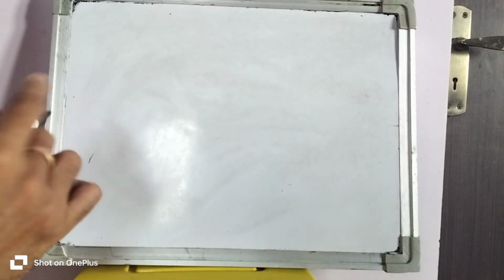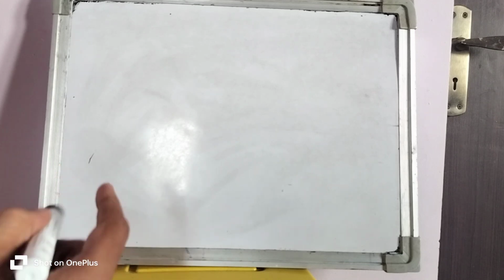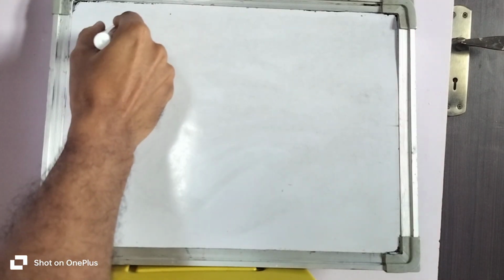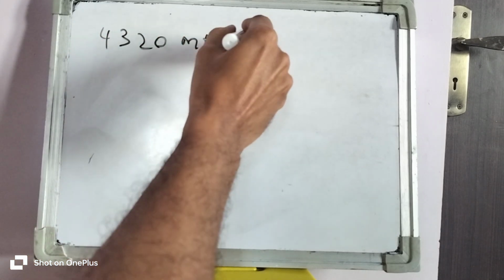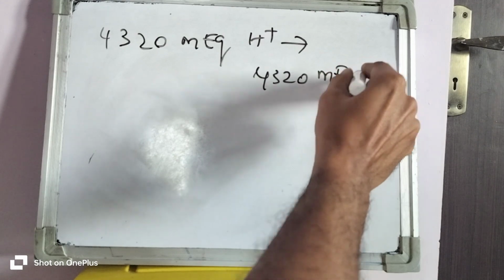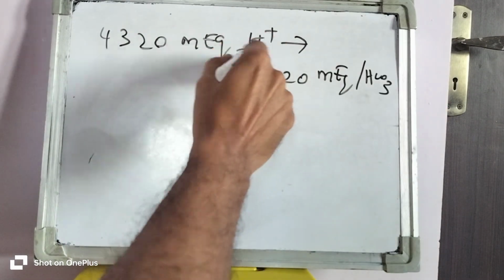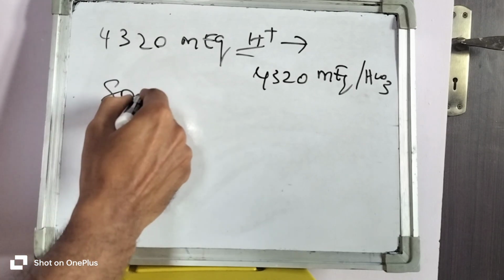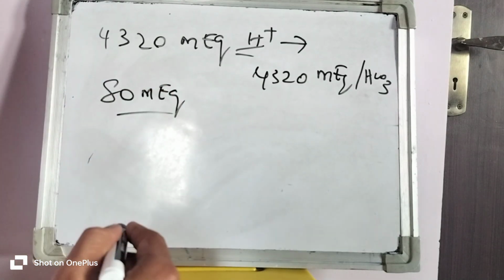Now, in the previous two slides, what we saw is H plus ion is secreted and bicarbonate is reabsorbed. Here, around 4320 milliequivalents of H plus ion is secreted, and for reabsorbing 4320 milliequivalents of bicarbonate, which is the filtered bicarbonate. So this much H plus ion is utilized for the reabsorption of bicarbonate. And we know there is 80 milliequivalents of H plus ion to be excreted, that is from the non-volatile acids.